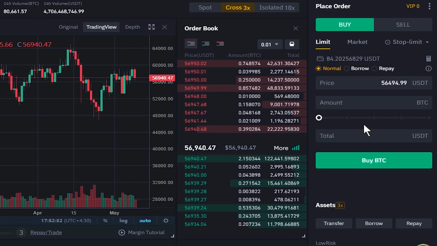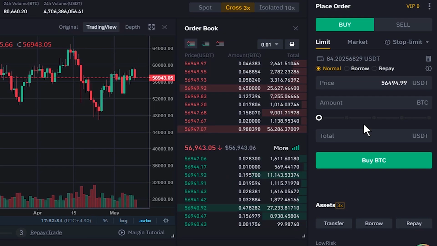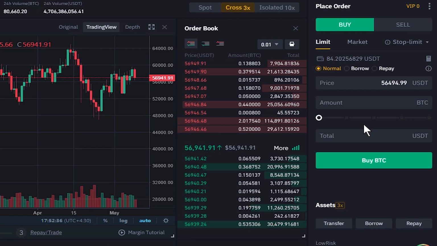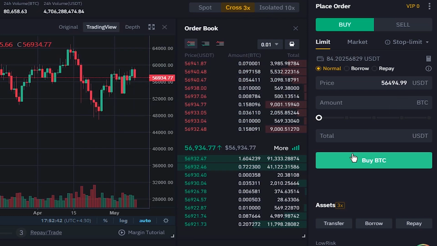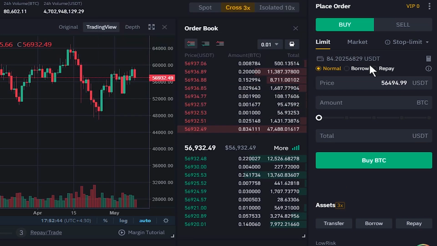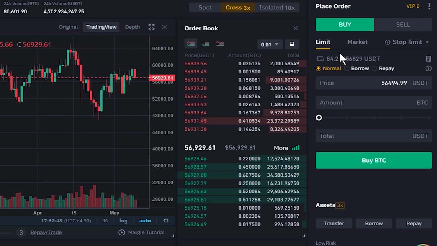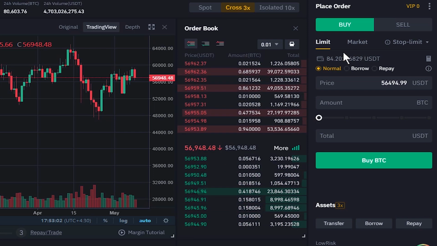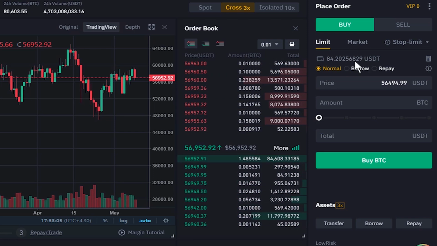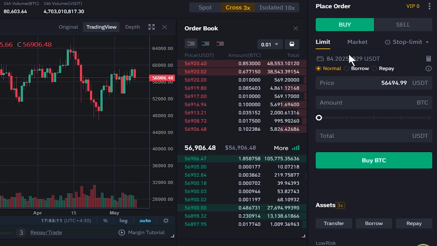Don't worry about this. Now that you understand the concepts of margin and margin trading and the difference between cross margin and isolated margin, let's see how we borrow funds to have greater amount of capital and leverage our positions. We transferred 84 USDT to our cross margin wallet here. This is our margin, and Binance uses this 84 USDTs as collateral.